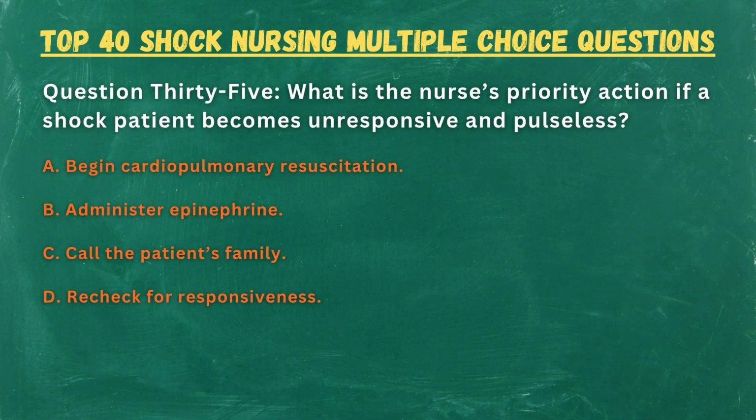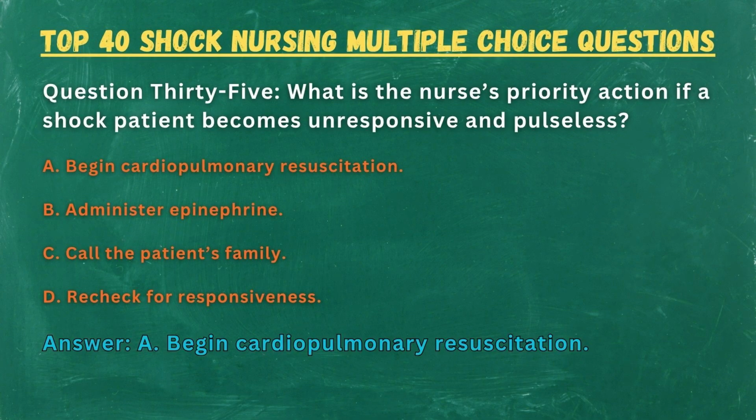Question 35. What is the nurse's priority action if a shock patient becomes unresponsive and pulseless? A. Begin cardiopulmonary resuscitation. B. Administer epinephrine. C. Call the patient's family. D. Recheck for responsiveness. Answer: A. Begin cardiopulmonary resuscitation.